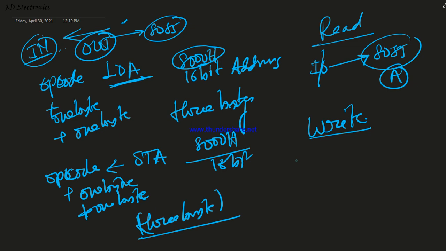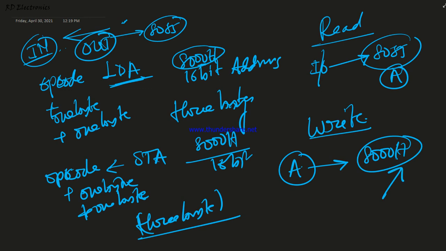How is it written? The data stored in the accumulator is stored to 8000 hex. And please remember, here 8000 is not a memory address. This 8000 is an address which is used to select the port by the 16-bit address lines. So that's why this is a write operation, because here the data in the 8085 is written to the input output devices addressed by this hex memory location. So this is the write operation, very, very important for the memory mapped IO technique.